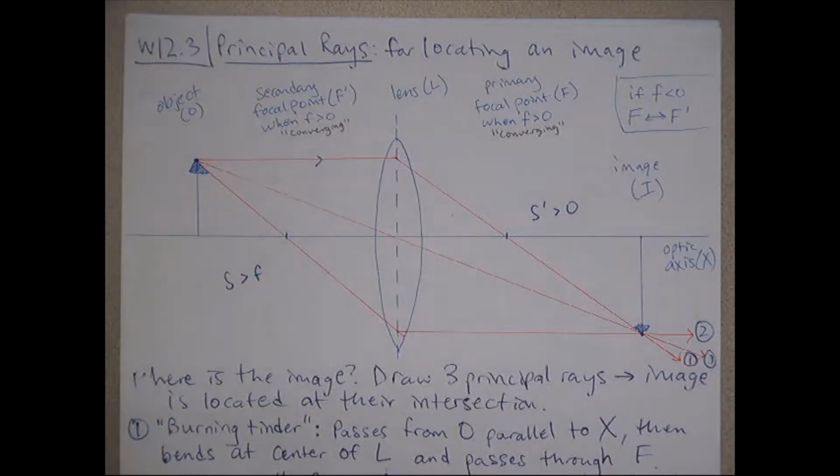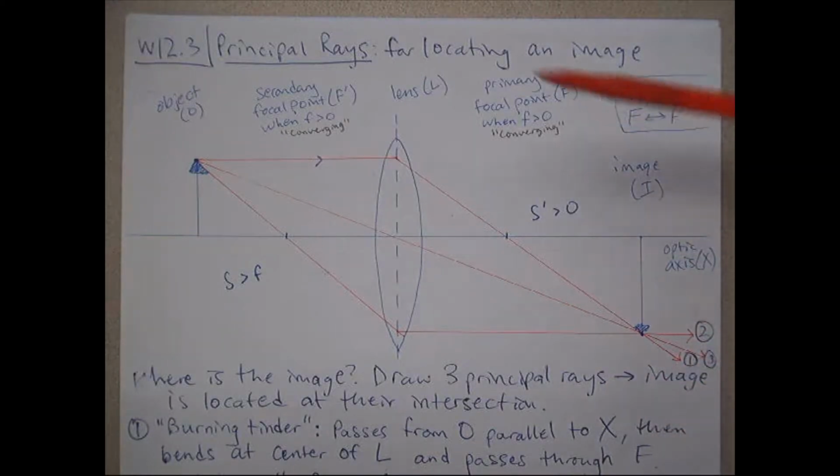Now that we've defined our thin lenses of converging and diverging types, we want to look at a geometric approach to locating the image produced by an object. But first, let's define our diagram pieces. There will always be an optic axis. I'll refer to that as capital X, the horizontal axis here.